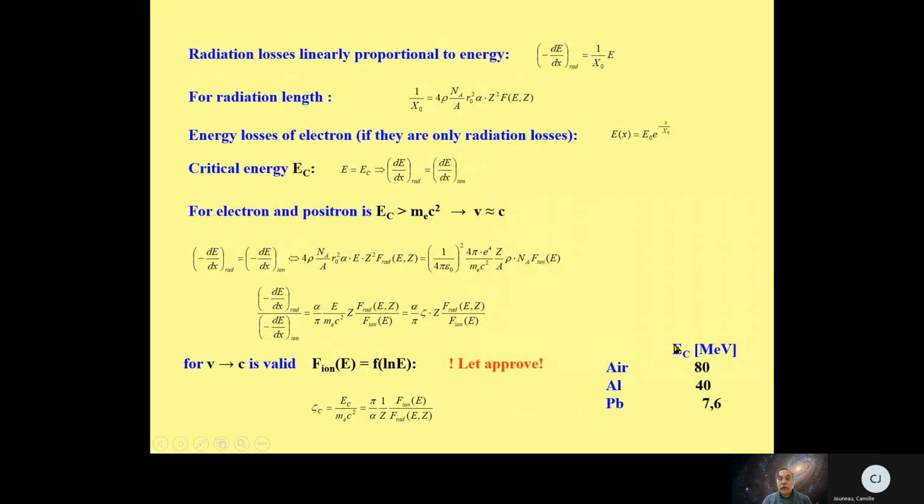That means the energy for which radiation losses start to dominate with increasing energy. For air it is, for example, about 80 MeV. For aluminium it is 40 MeV, and for lead about 7 MeV.